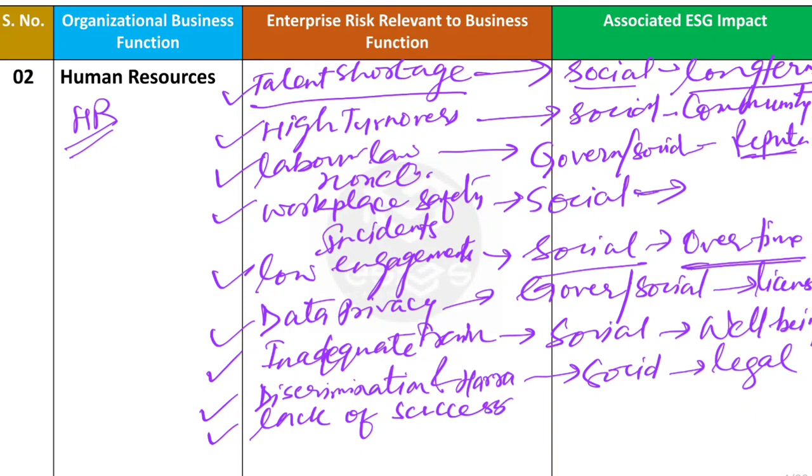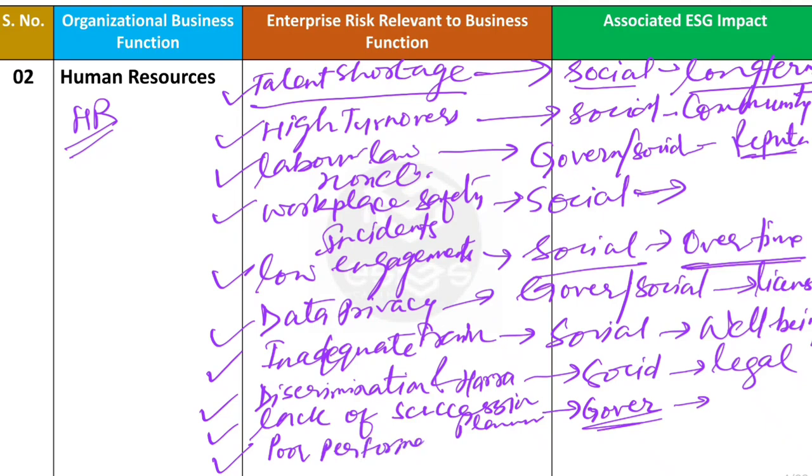The next risk is lack of succession planning. Leadership gaps can be the main reason, and this can hinder continuity and stability. Also, we can consider this under the governance pillar. What can be the ESG impact? We can say poor succession planning will reduce leadership diversity and stability, also affecting the company's business resilience and business continuity.